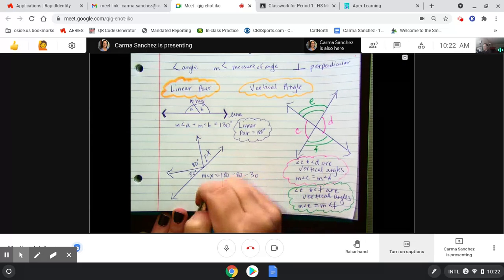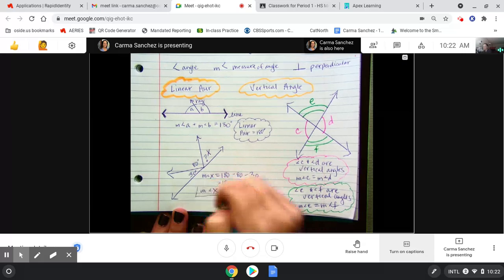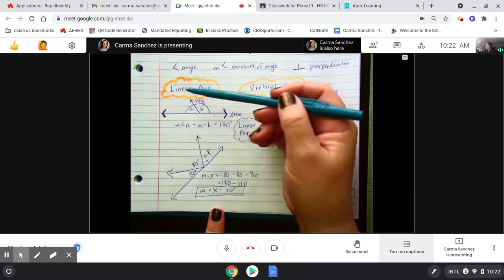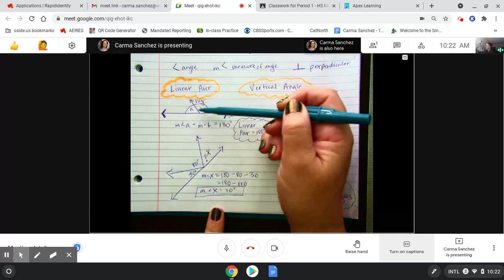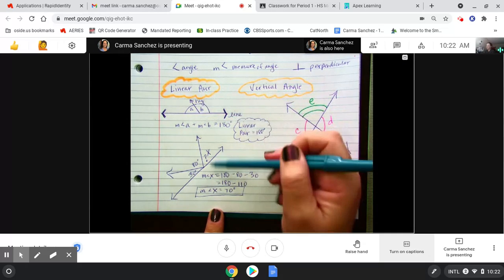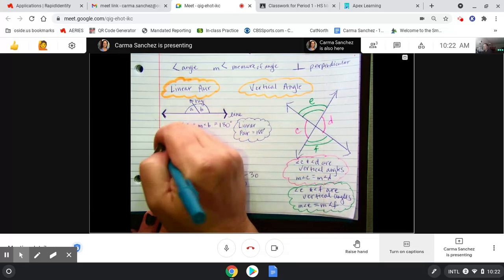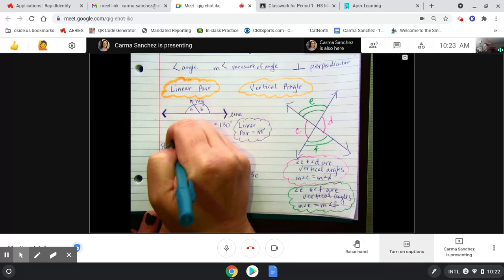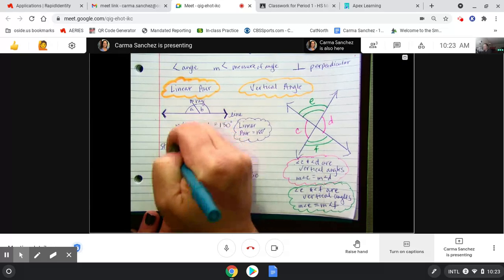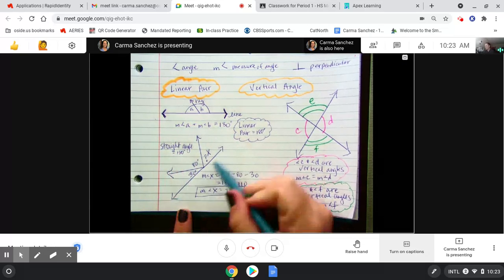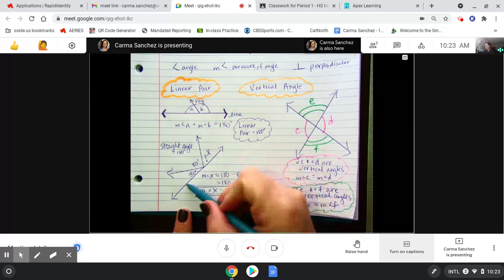So I could say that the measure of angle X is equal to 70. But my reason for this would not be linear pair, because a pair means two things. So technically, there are a couple of reasons people use for this. You could say that a straight angle equals 180 degrees. What's a straight angle? It's this line here, equals 180.